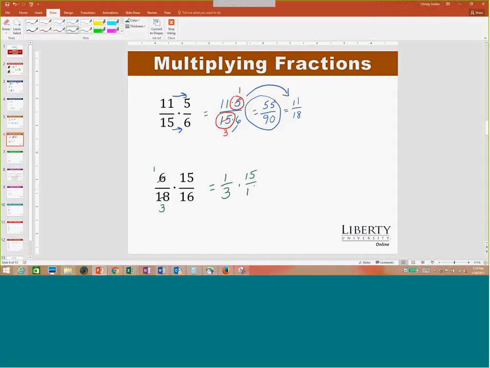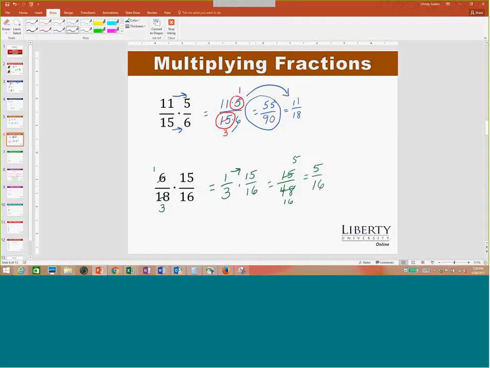And then we can multiply it by 15/16 and multiply across the numerator. 15 times 1 is 15. And then we will multiply across the denominator. 3 times 16 is 48. Okay, there's another common factor here of 3. 3 will go into 15 five times, and into 48 sixteen times. So my final answer is 5/16.